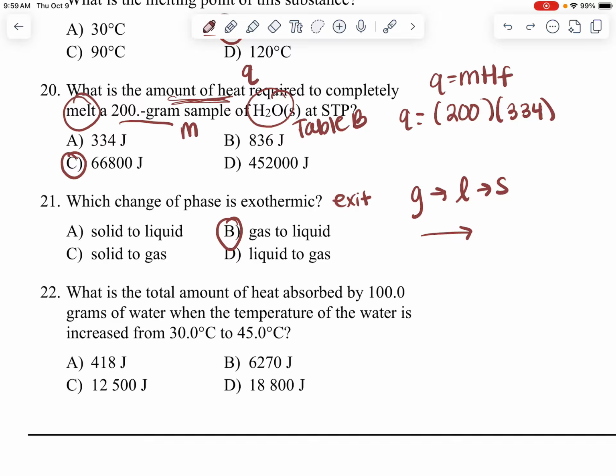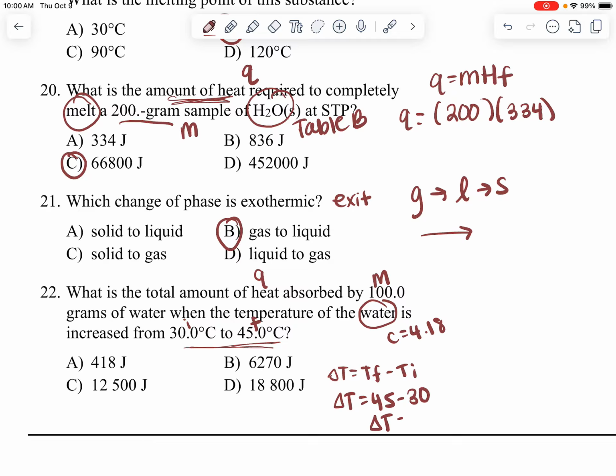All right, amount of heat, so that tells me Q. We have 100 grams of water. That's my mass. I know I have water, so I know that my C value is 4.18. And I have my change in temperature. Remember, delta T is T final minus T initial. Increase from 30, that's my initial, to 45, that's my final. So to do delta T, I have to do 45 minus 30. My delta T equals 15 degrees Celsius.